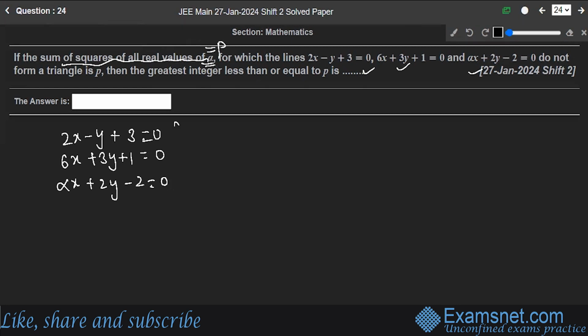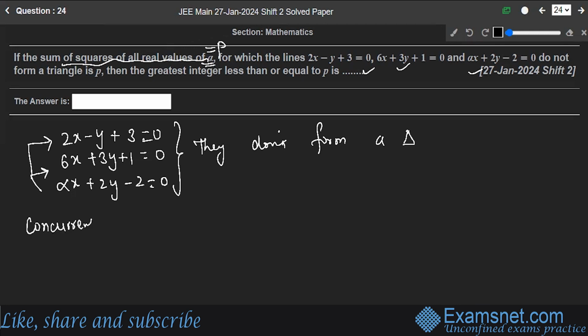Now, they don't form a triangle. What are the conditions for that? That means there are two things. Either one of the lines is congruent with these lines, meaning on the same line, or parallel with these lines. Then only they will not form a triangle. Otherwise they will, because if they are having any angle, they will surely form a triangle. Correct. Now, first case, if I consider they are congruent lines.